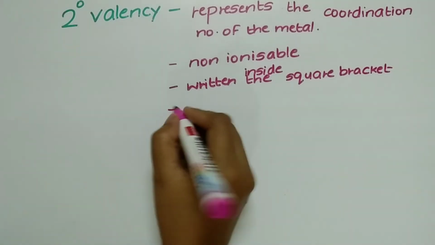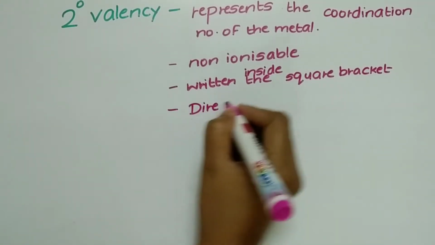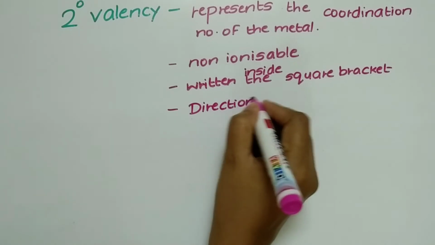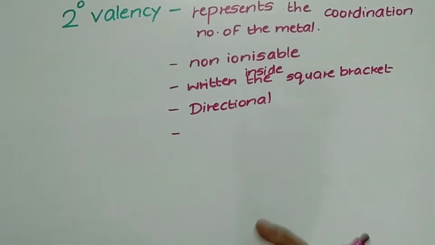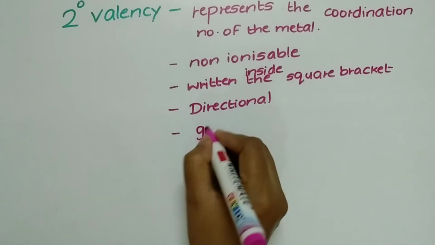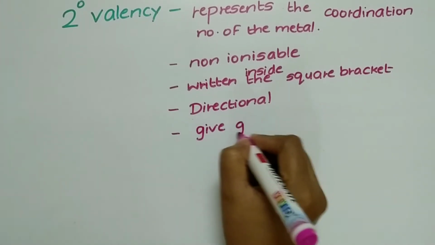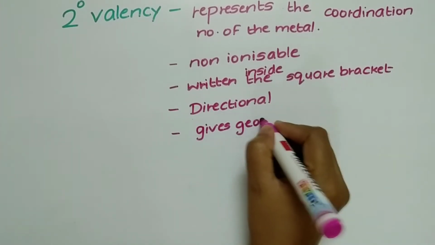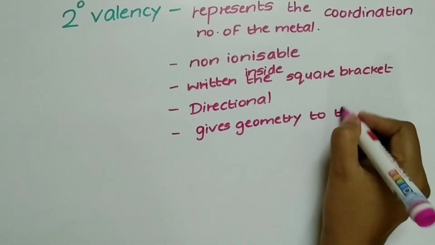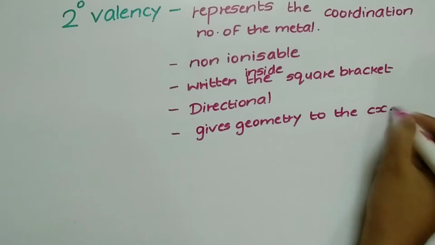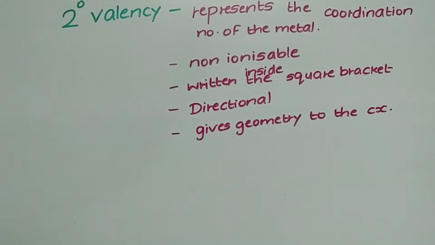And it is directional also. It is directional. That means it is arranged in a proper way towards the central metal atom. So it will give geometry to the complex. Secondary valencies give geometry to the complex or to the coordination compound.